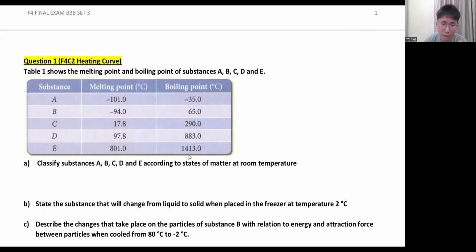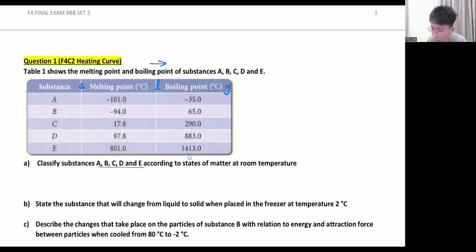So what you're gonna do is something like this, okay? Let's say I go from left to right. Before the melting point, obviously it's not melted yet, so it's supposed to be a solid state. So before the melting point is solid. Then after melting but before boiling, it's melted but not boiled, so it will be a liquid form. And then after the boiling point, it will be a gas form.